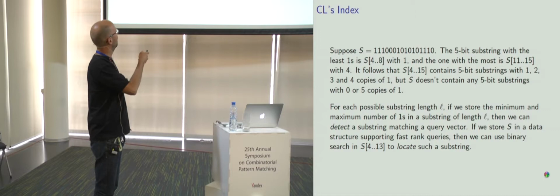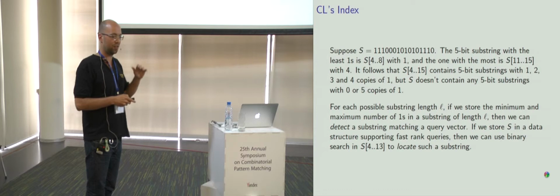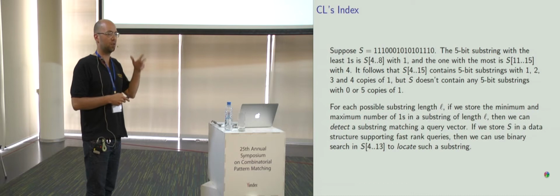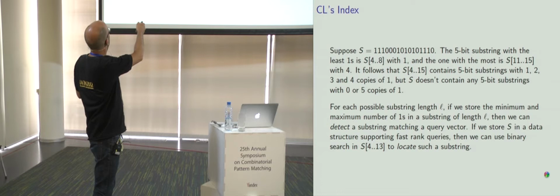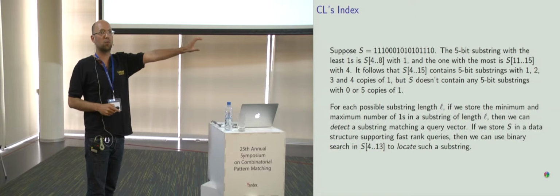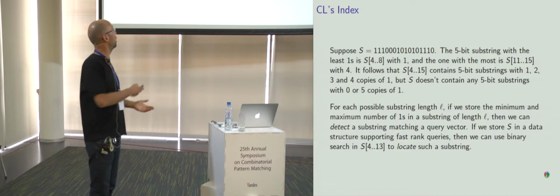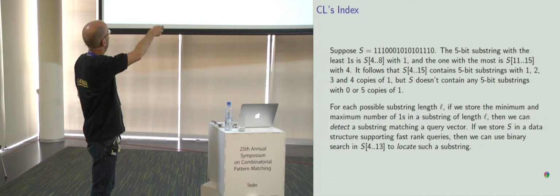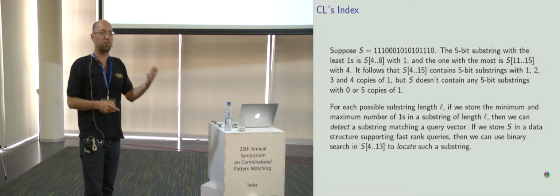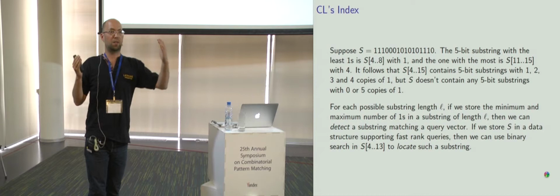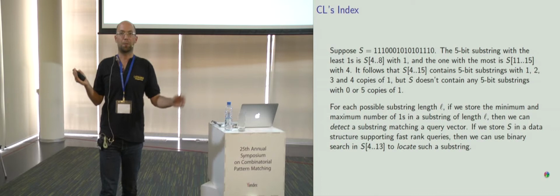Okay, so all you need to know is how many ones are in the 5-bit substring with the fewest ones, how many ones are in the 5-bit substring with the most ones, and then because you consider, so here's the one with the fewest ones, here's the one with the most ones, if you slide a window between those two, the number of ones can only change by one at each position, so you know that this substring contains substrings with 1, 2, 3, and 4 copies of 1, but the whole thing doesn't contain anything with 0 copies or 5 copies, right? Because everything has to be between the min and the max, and all of the values between the min and the max have to occur in some substring. Okay?